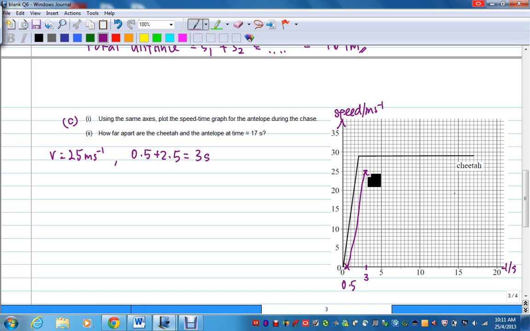Okay, it should be a straight line. Yeah? This one is not very well drawn. I'm sure you can draw better. And this one is constant at 25 meters per second. So this is for the antelope.